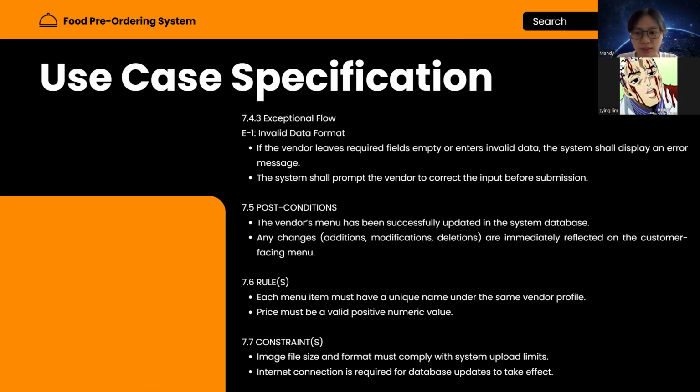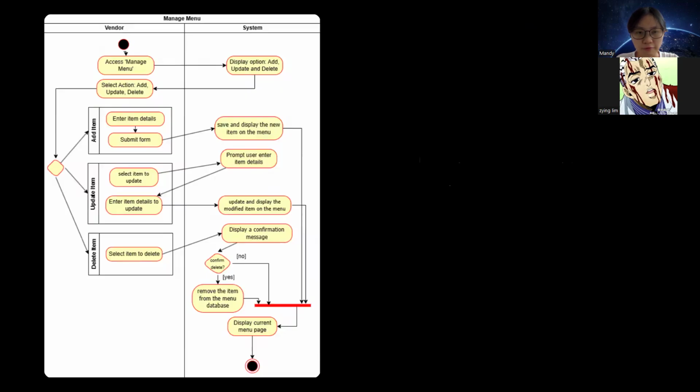Any changes are immediately reflected on the customer facing menu. And the rules for the use case specification is each menu item must have a unique name under the same vendor profile, and price must be a valid positive numeric value. And lastly, for the constraint, image file size and format must be compliant with system upload limit, and internet connection is required for the database update to take effect.